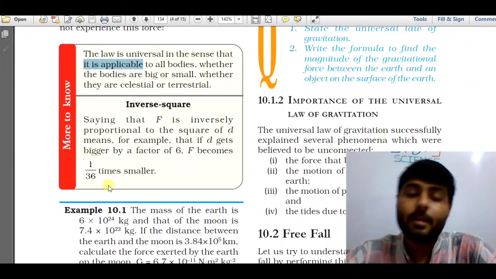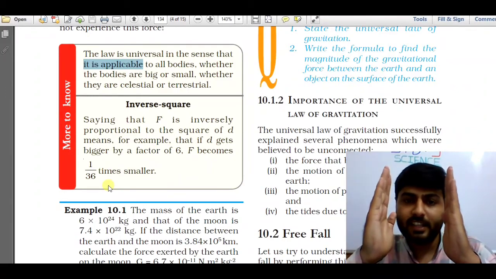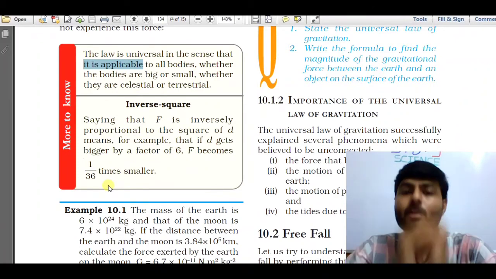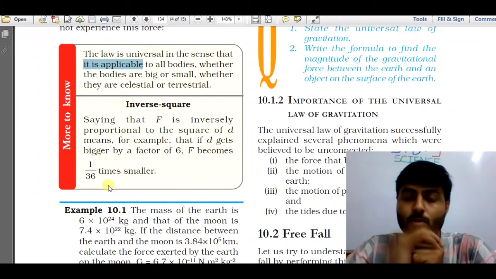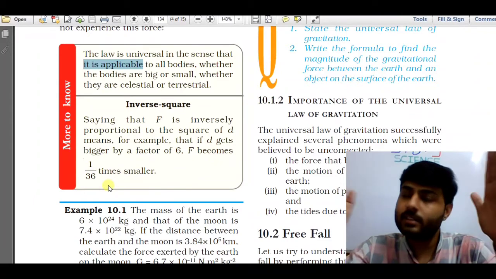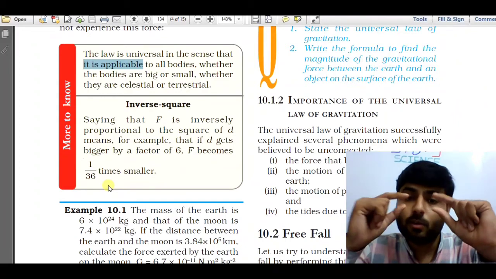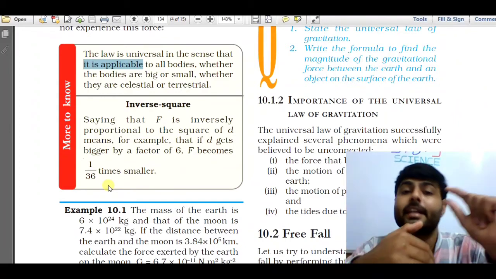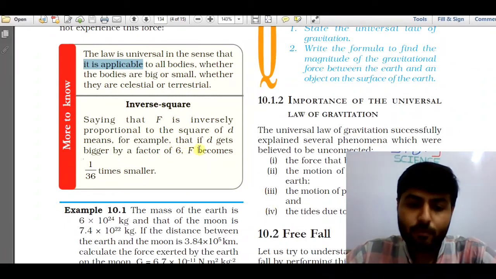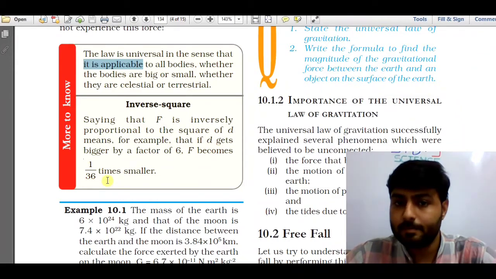Why? Because in the first situation, where you and your friend are at 1 meter distance, the value of d is 1, so the square of 1 is 1. Now we have the value of d as 6, so the square of 6 is 36. So the value of F will decrease by 36 times. So it means that F becomes 1 by 36 times smaller.